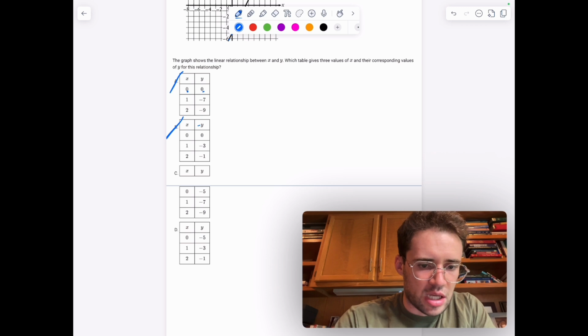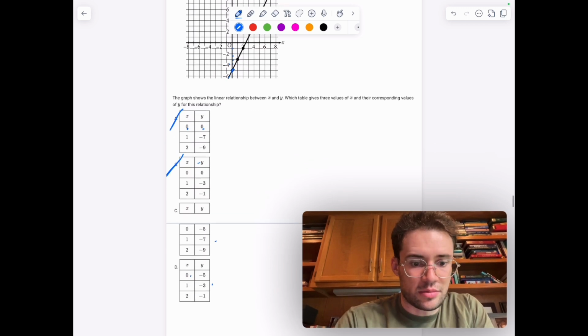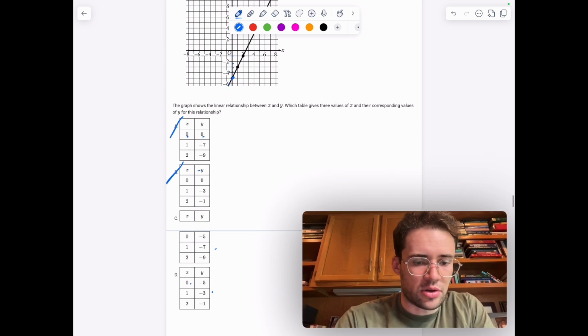It doesn't pass through the origin. It could still be C or D because they're both 0, -5. And you can see this one's going up, this one's going down. So even without looking at the points, we actually know it's a D because that's the only one that's going up. But let's just check the points.